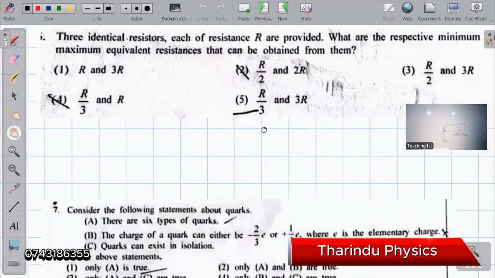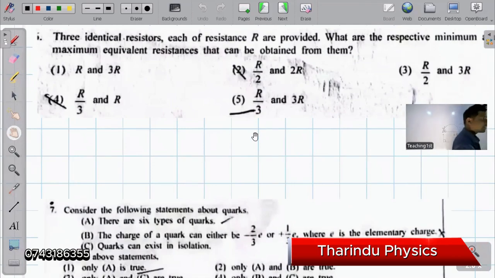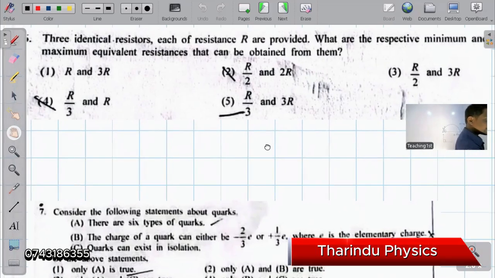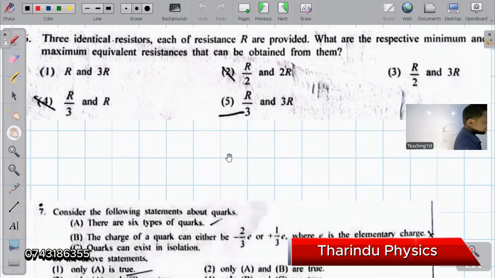The sixth one, a very simple one. Let's read first. Three identical resistors, each of resistance R, are provided. What are the respective minimum and maximum equivalent resistances that can be formed from them? Looking at the answers, the fifth one is visible, but I will show you how to do it.